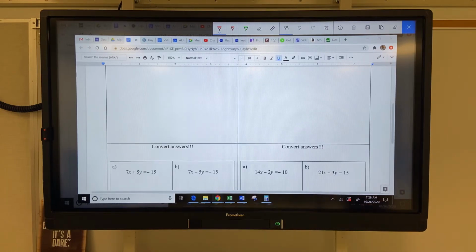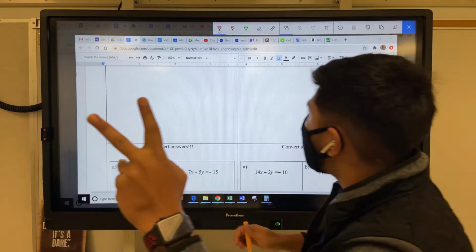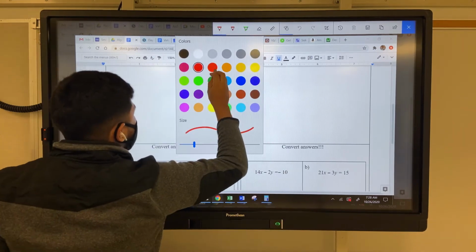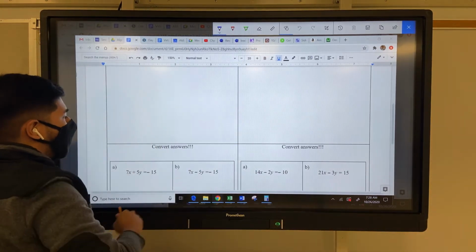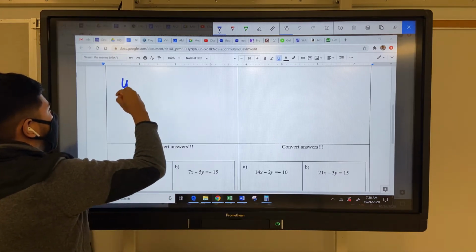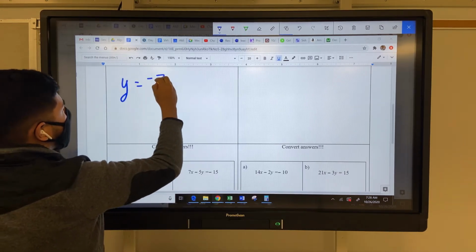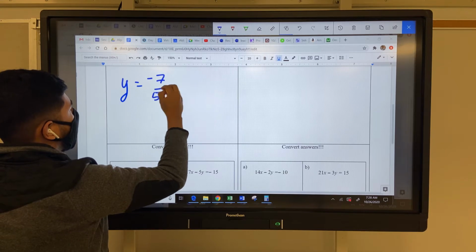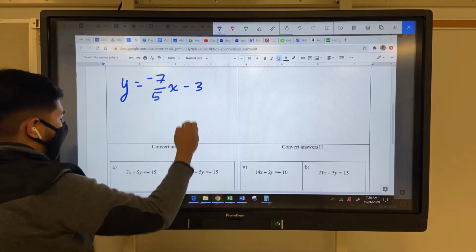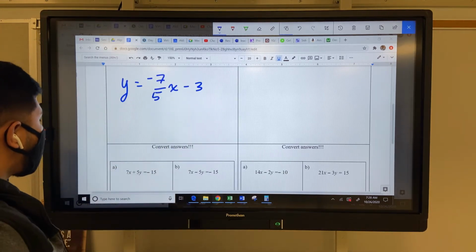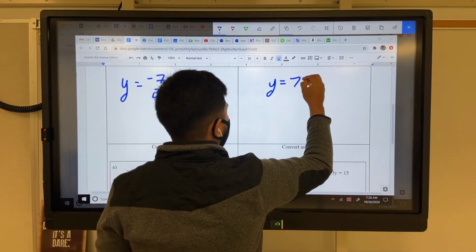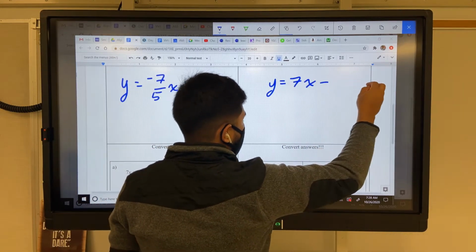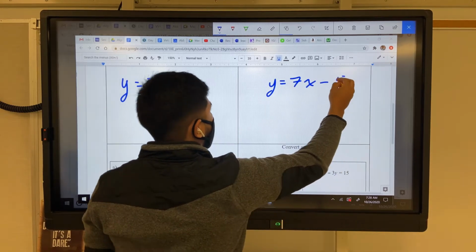Okay, this is for video number 2. This is if you want to know a little, it's not really a shortcut, but it kind of is, you just don't have to do the conversions. So our answer over here is -7/5 x minus 3. And over here was y equals 7x minus 5.